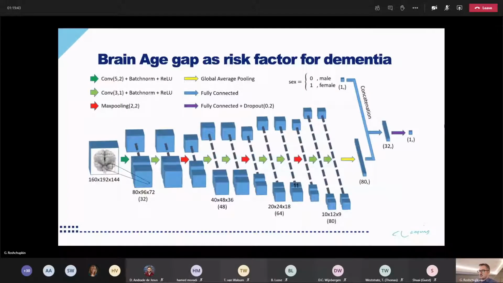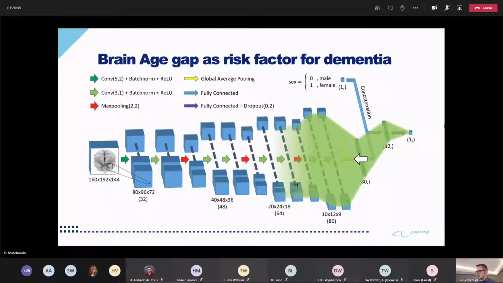And Brian mentioned that before his internship, there was a project about brain age. Basically, we developed a deep learning model to predict brain age based on just the MRI images. And then we showed that if your brain age is deviating from your chronological age, you have a risk factor for developing dementia in future.